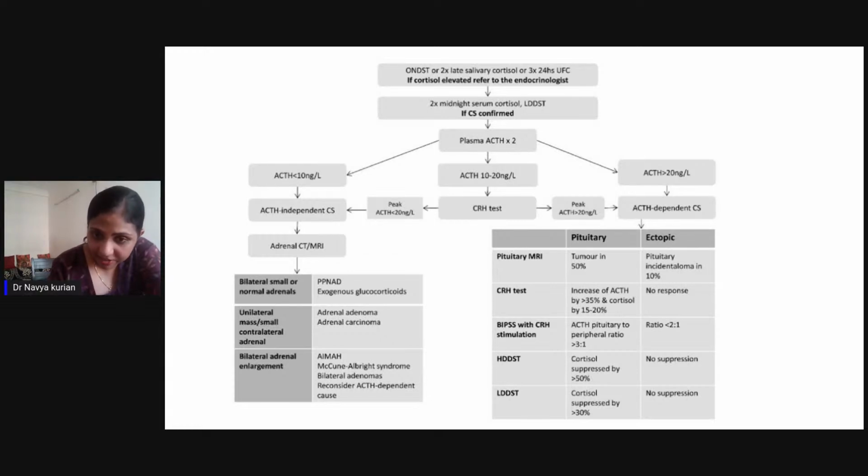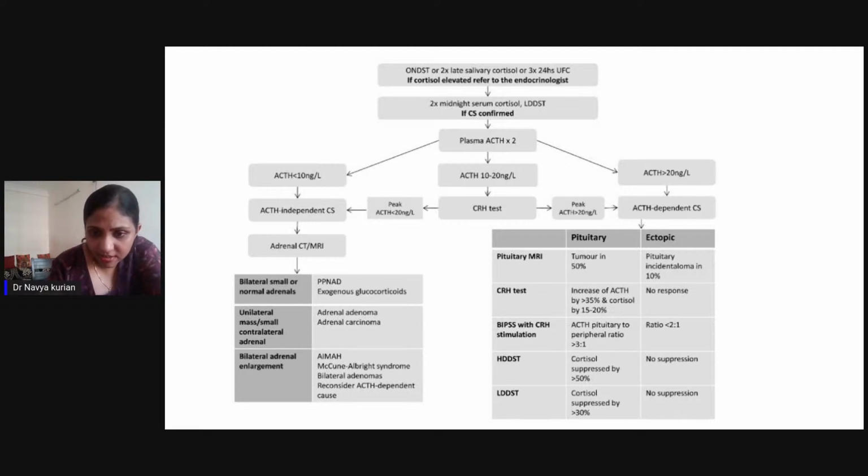It can be done with CRH stimulation, that is corticotropin releasing hormone stimulation, and it can be done without CRH stimulation. CRH is not available, so what we usually practice is bilateral inferior petrosal sinus sampling without CRH stimulation. In that case, the central to peripheral ratio will be more than 2:1 in case of pituitary Cushing's, whereas in ectopic Cushing's, the ratio will be less than 1.